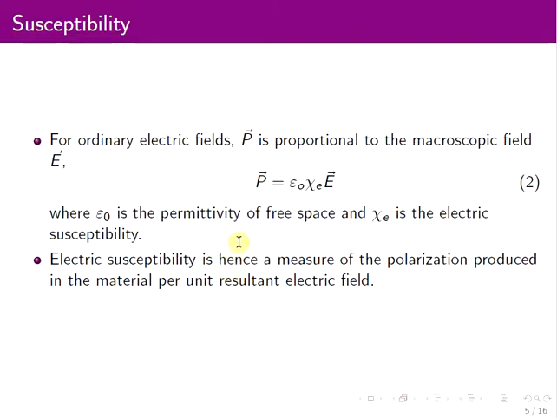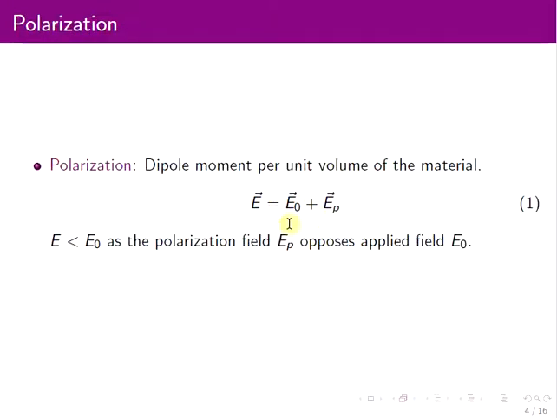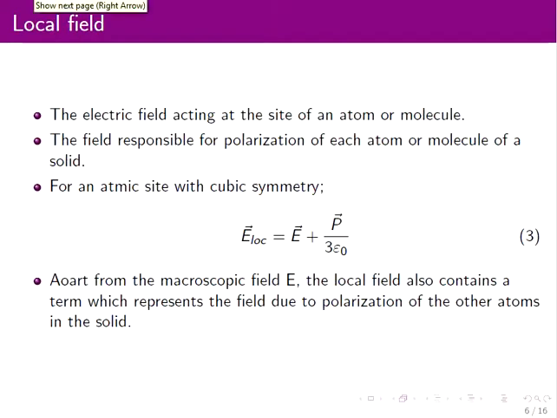So the electric susceptibility is the measure of the polarization produced in the material per unit resultant electric field. So we can define electric susceptibility as that. Let E0 be the external field applied to this particular material. Due to the polarization happening inside the material, a polarizing field called EP will be developed, which is in the opposite direction to that of the applied field, so that the resultant field E will always be less than E0, where E0 is the applied field and E is the resultant field.